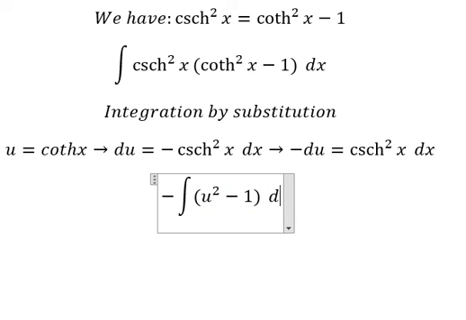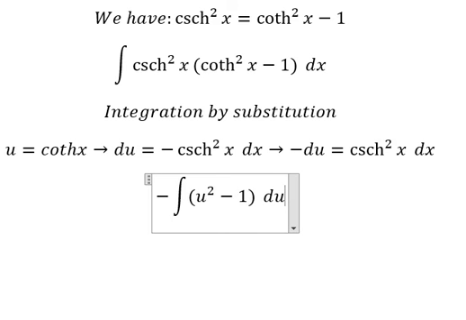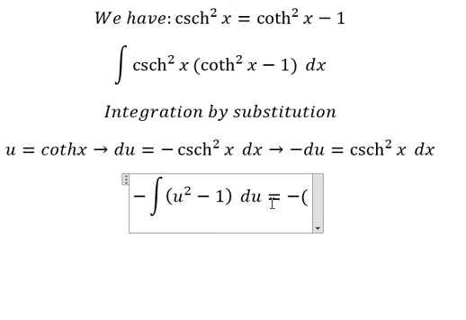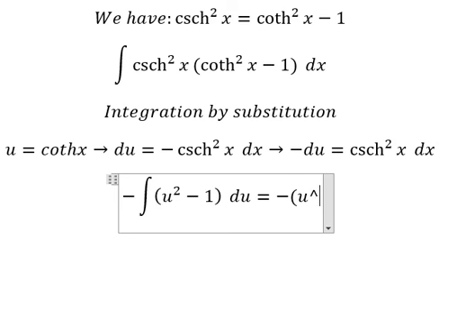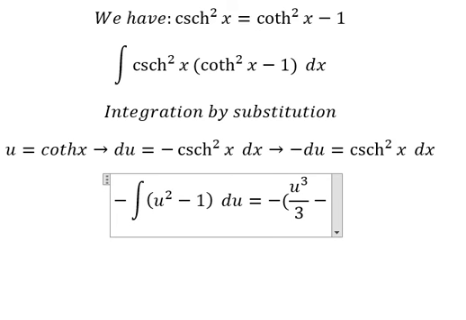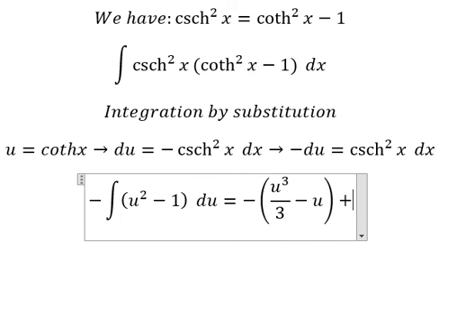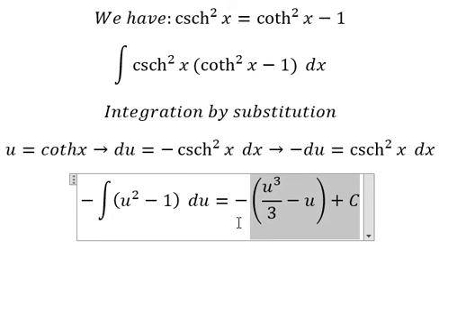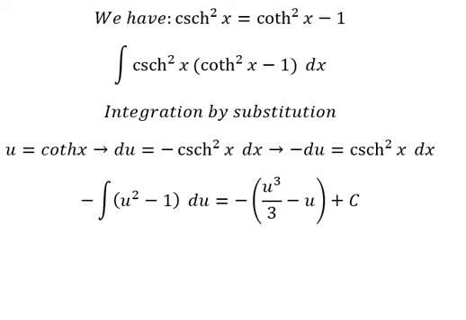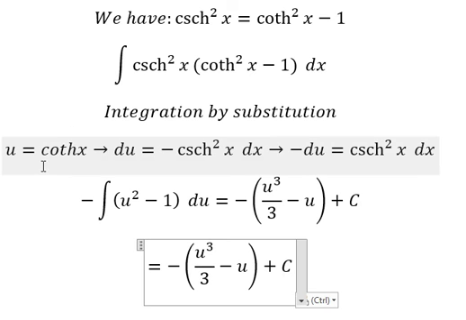So the integration of u squared is u to the power of 3 over 3. The integration of 1 is u, and I will put c. So u is this one.